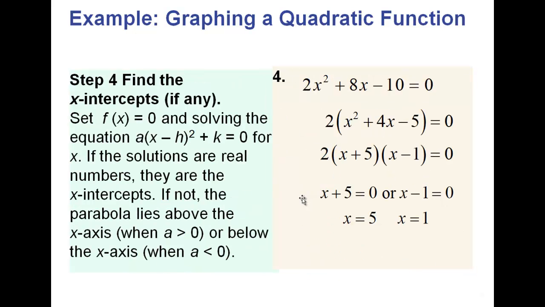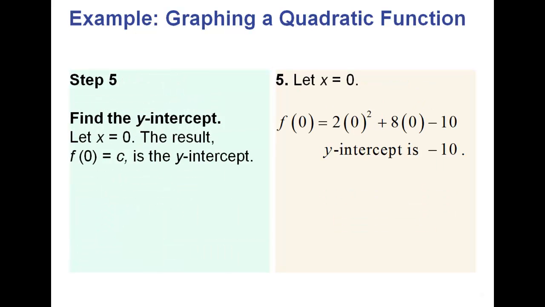From here on out, it's pretty much the same thing that we did before. Find our intercepts, if any. So whether we had the standard form equation like we had the first time, or this type of equation, it really doesn't change much. You still set it equal to 0 and solve. Get your two x-intercepts. Set x equal to 0 and solve, and get your y-intercept.